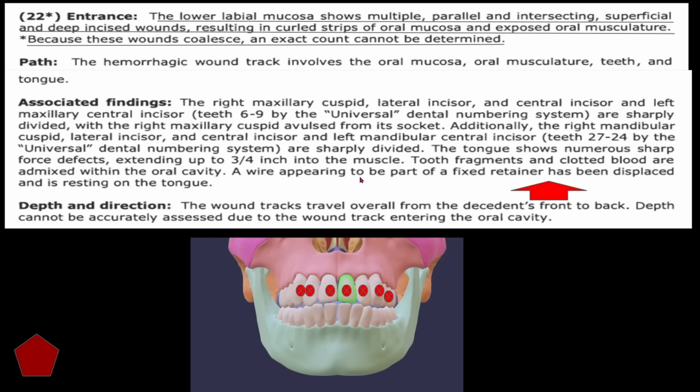A wire appearing to be part of a fixed retainer has been displaced and is resting on the tongue. So she had basically like a bridge at some point or some kind of fixed retainer, one that she didn't pull out at night. So it was dislodged when they stabbed her teeth. So that one's pretty terrible.